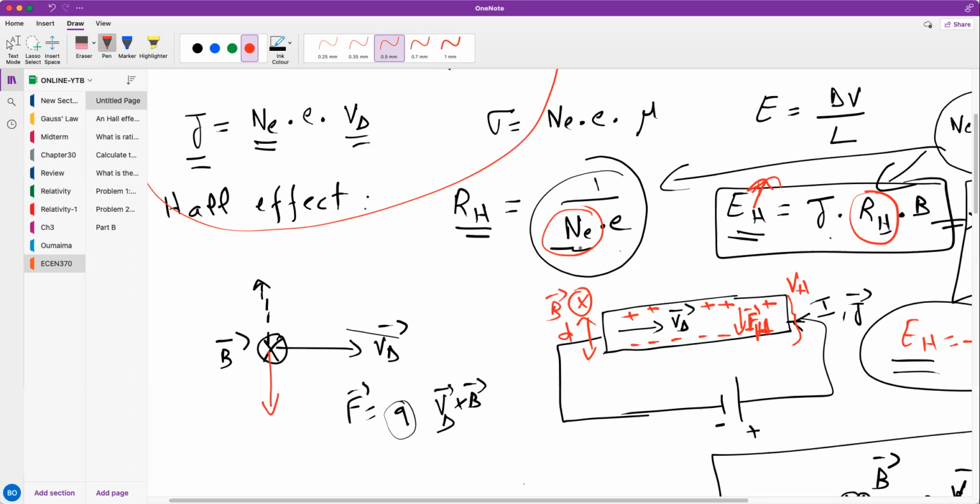We are talking about microvolts. And that's why most of the time we use semiconductors. Remember this: for the Hall effect, in most applications of the Hall effect, we use semiconductors. Okay?